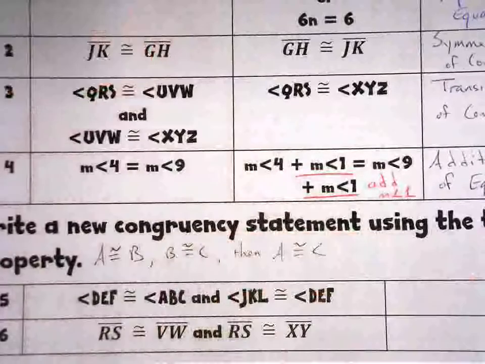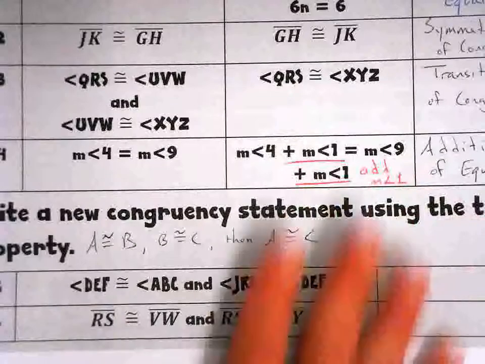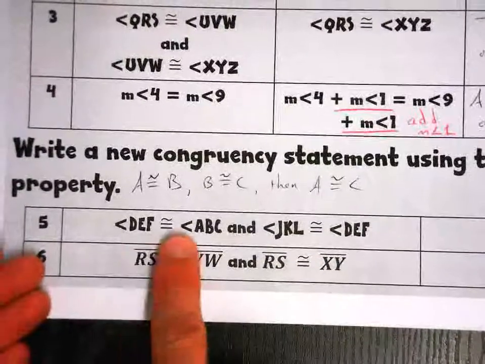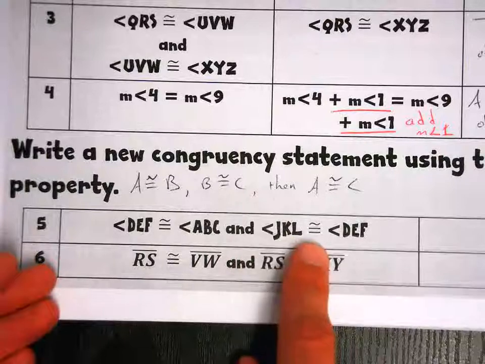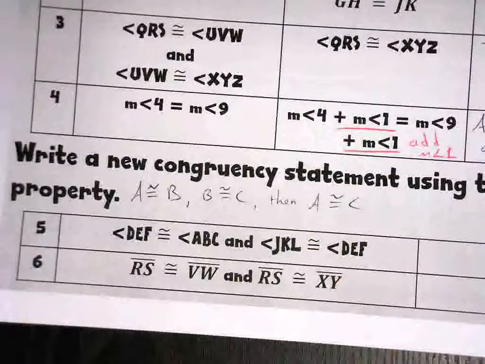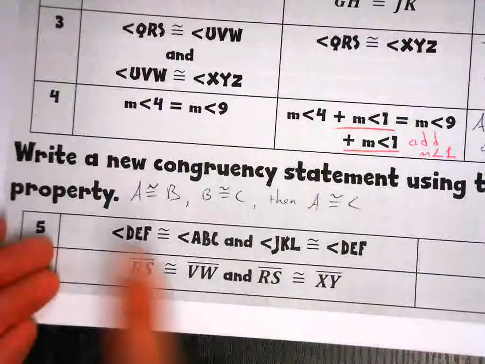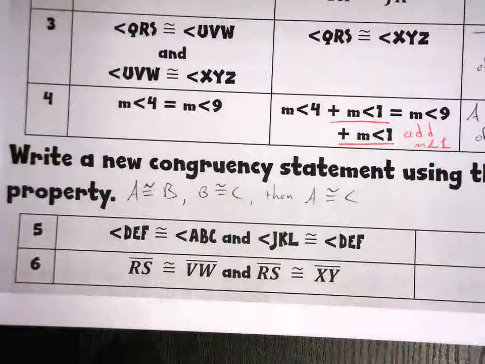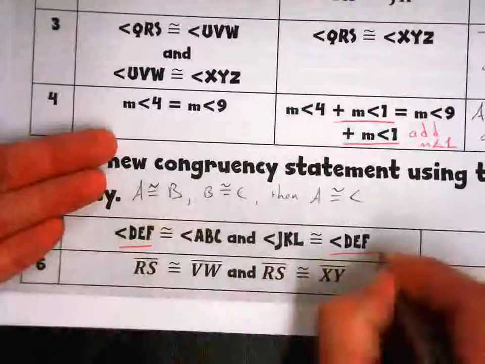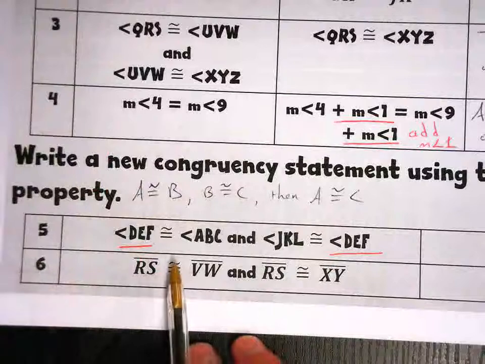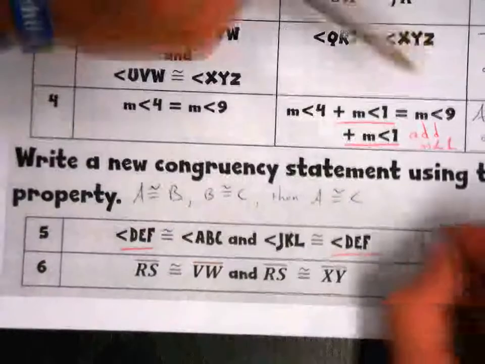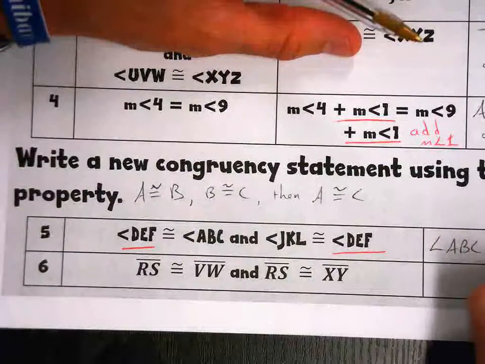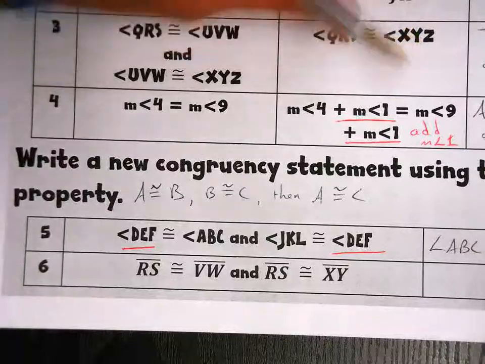So number 5, we've got angle DEF is congruent to angle ABC, and angle JKL is congruent to angle DEF. Well, what's the congruency statement? What's the transitive property? We've got a DEF here and a DEF here. That DEF is the middleman. We can just cut out the middleman, right? So therefore, we can totally say that angle ABC is congruent to angle JKL. That is the transitive property: when we use those two little truths, we just cut out the middleman. Okay, so we can totally say that.